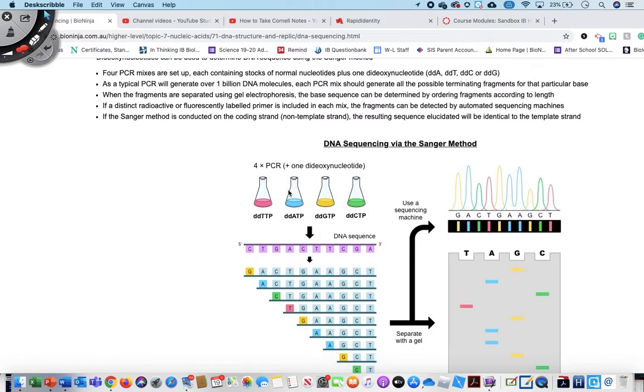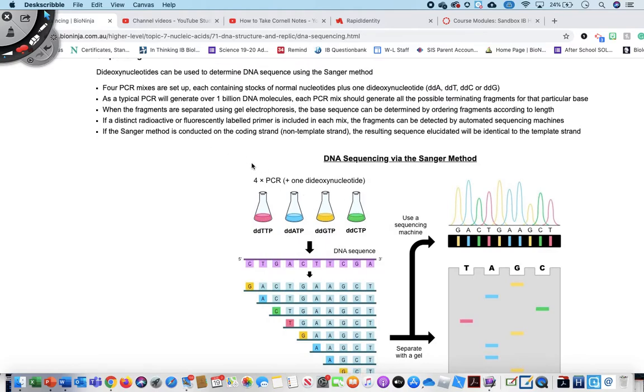It might look a little bit complicated here, but it's an actual simple process, and it's very precise, and it's still used today. So let's say we prepare four PCR mixes, okay? And remember what PCR is. PCR stands for polymerase chain reaction. That's a way to take a DNA sample or a DNA sequence and make multiple copies of it in a very short period of time.